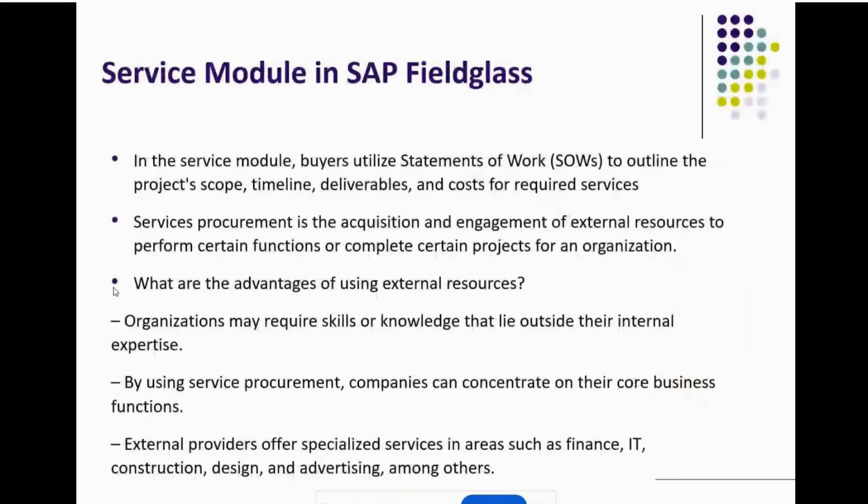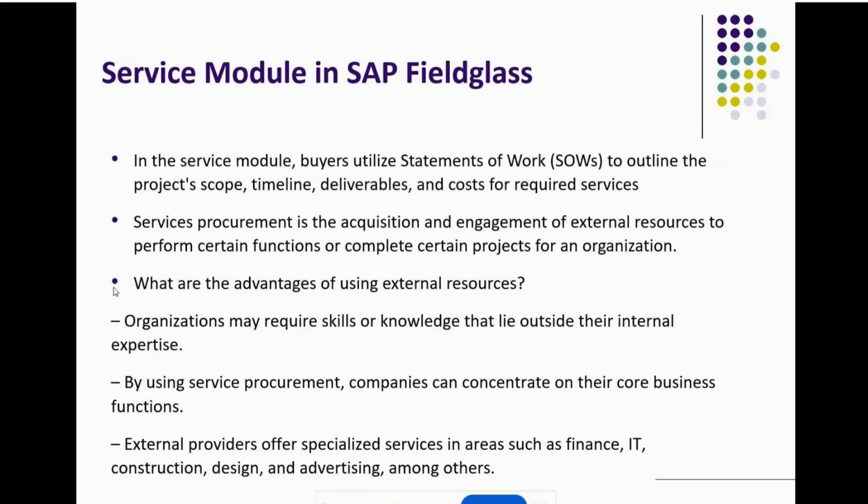A service module is nothing but where we create an SOW for the service module. So there are two different processes for CW and SOW. First we'll see the service module or SOWs at a very high level, then we'll go with CW. In the service module, the buyer utilizes something called an SOW, that is known as statement of work.